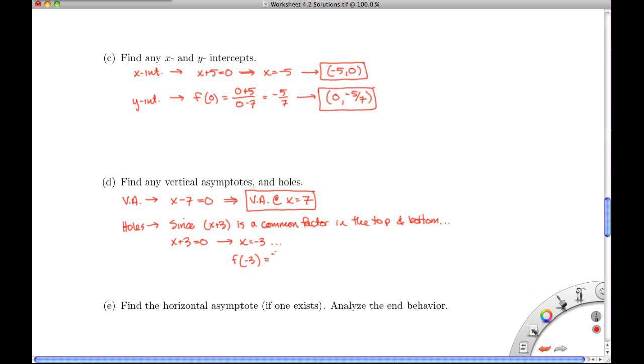So we take -3 and plug it into our simplified function. We have -3 plus 5. And then we'd have -3 minus 7. This is going to give us, what, +2 over -10, or -1/5. So from this information, we realize that we have a hole in our curve at the point x equals -3, y equals -1/5.